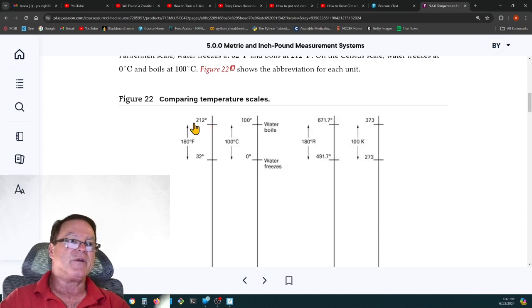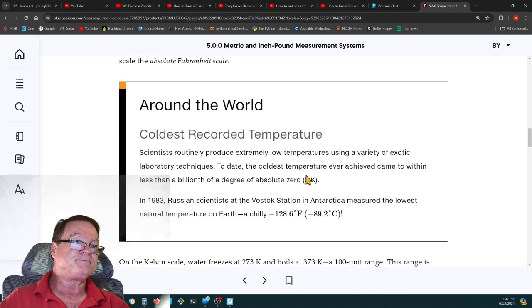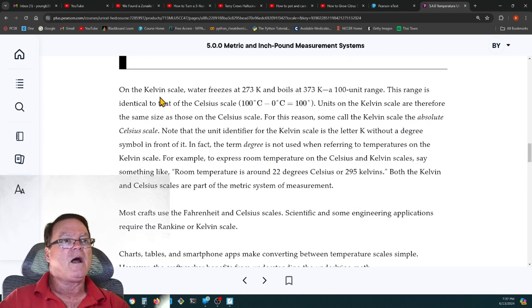So there's 180 degrees difference between the freezing point and the boiling point of water on the Fahrenheit scale. That'll come into play later because we'll use that 1.8 as a multiplier to convert from Fahrenheit to Celsius. If we're going from Fahrenheit to Celsius, we'll subtract 32 and then we'll divide by 1.8. If we're going from Celsius to Fahrenheit, we'll multiply times 1.8, and then we'll add the 32 at the end.